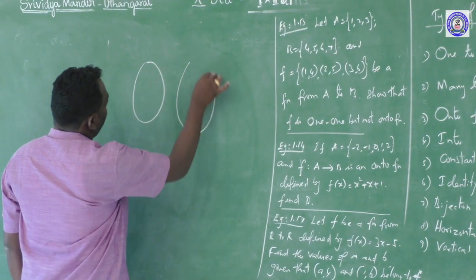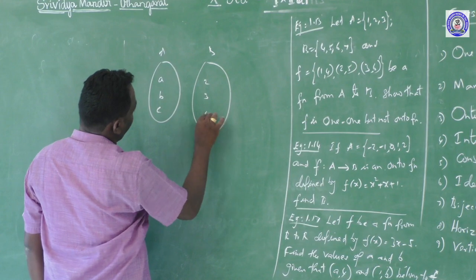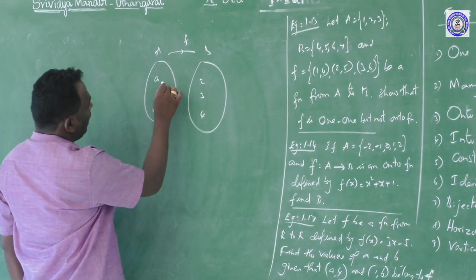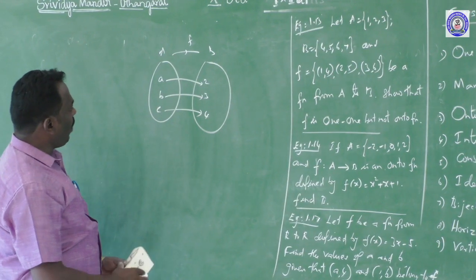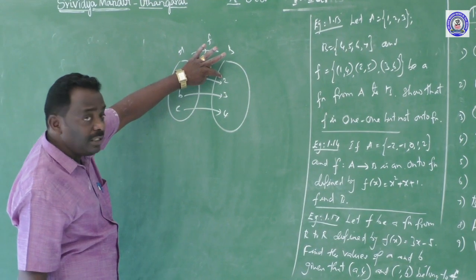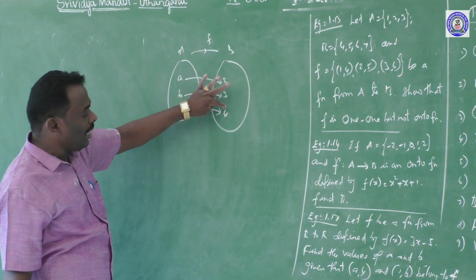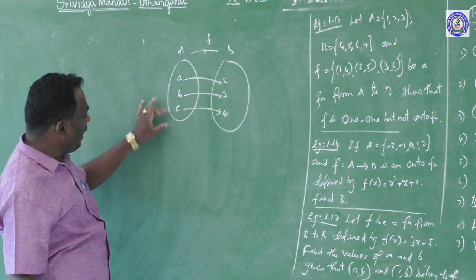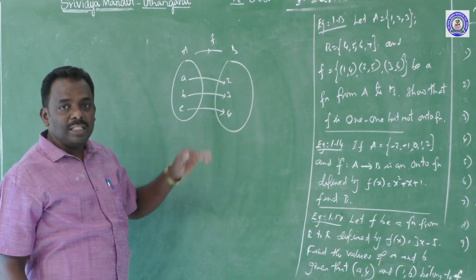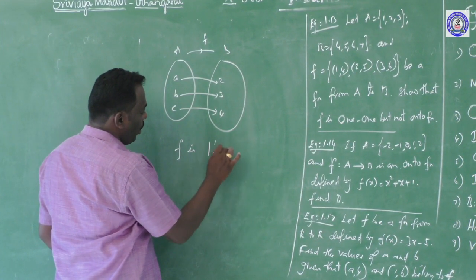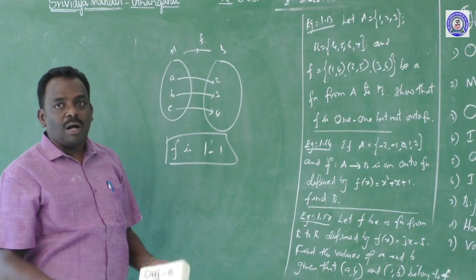Set A has elements a, b, c and set B has elements 2, 3, 4, and the function is defined by a to 2, b to 3, c to 4. A has image 2, B has image 3, C has image 4. Now what is this called? One element of the domain has one image in the codomain, another element of the domain has another image in the codomain. Simply, different elements in the domain have different images in the codomain. Then we say that f is a one-to-one function.